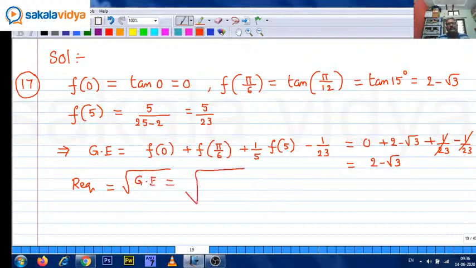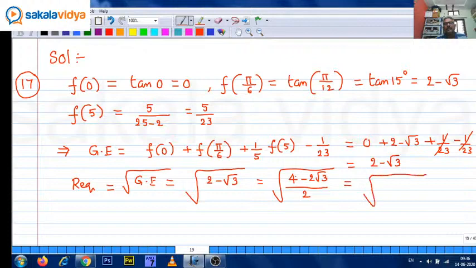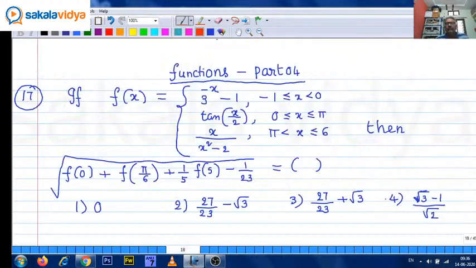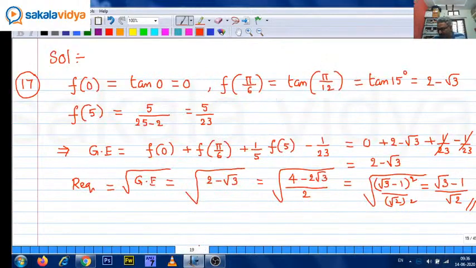That means square root of 2 minus root 3. In the root, multiply with 2 and divide by 2. You get the square root of 4 minus 2 root 3 upon 2. So this can be written like this: root 3 minus 1 whole square. Root 3 minus 1 whole square is 3 plus 1, 4 minus 2 root 3, by root 2 square root. So this equals root 3 minus 1 upon root 2, which is the required answer. That means the fourth option is the right option. Once again, all of you check the steps.